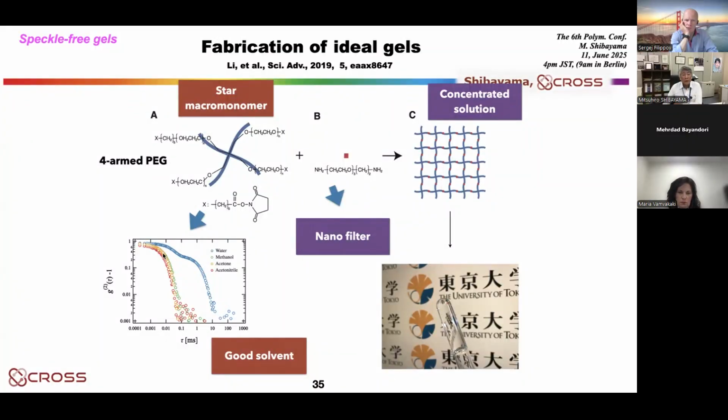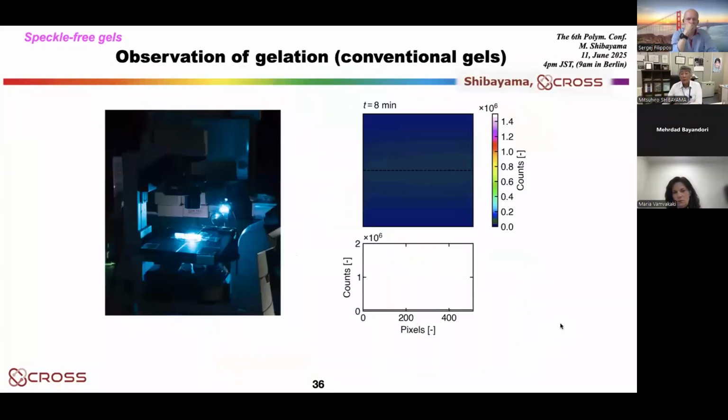This is the gel mode, and this is a translational mode, or some vacancies or heterogeneities. But by using acetonitrile or acetone, it is a single exponential. So this is a good solvent case, and we can remove the aggregates. Also with nanofilters, we can remove all of the bubbles, and at the end we get a very clear gel. So this is the evidence of the speckle-free gel.